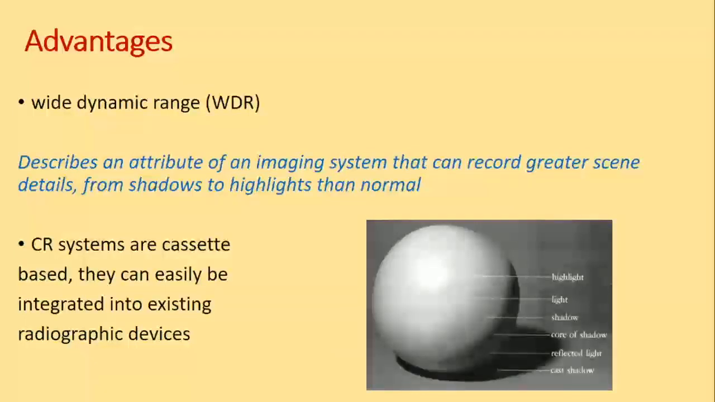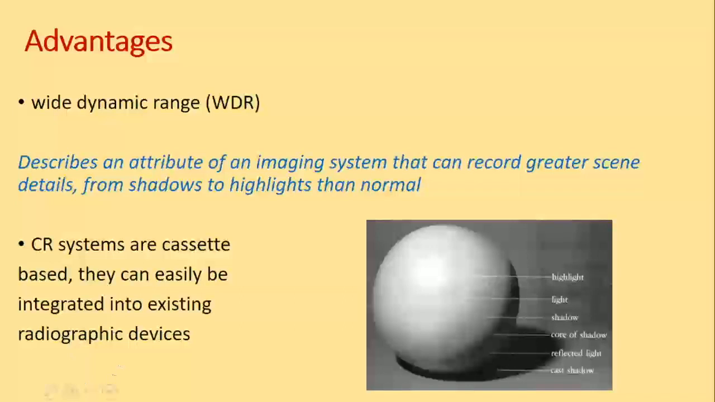When you say wide dynamic range, it means for every object, when light shines on it, you have a highlight that is the brightest area. You can see the picture there. And then you have a shadow, the core of the shadow, that's the darkest area.